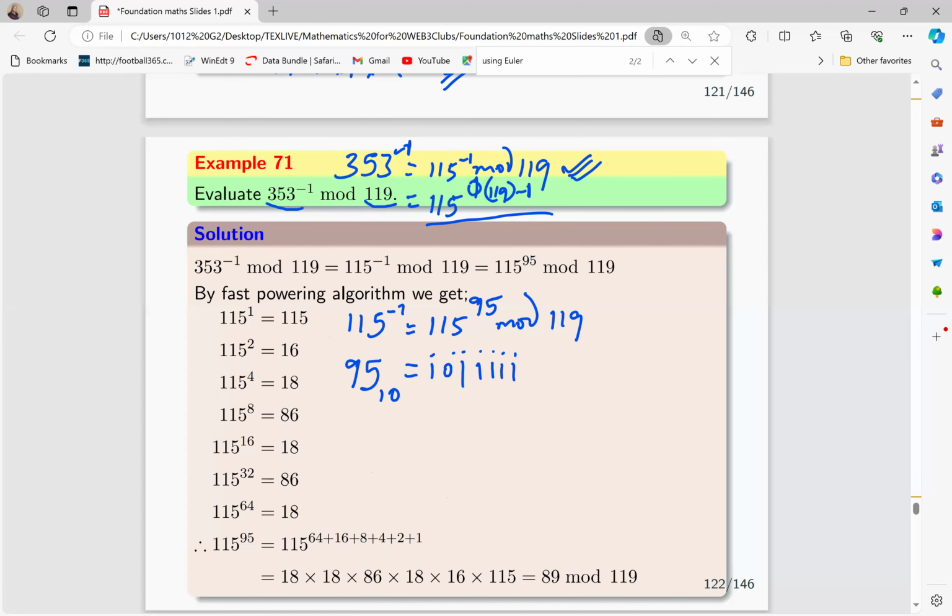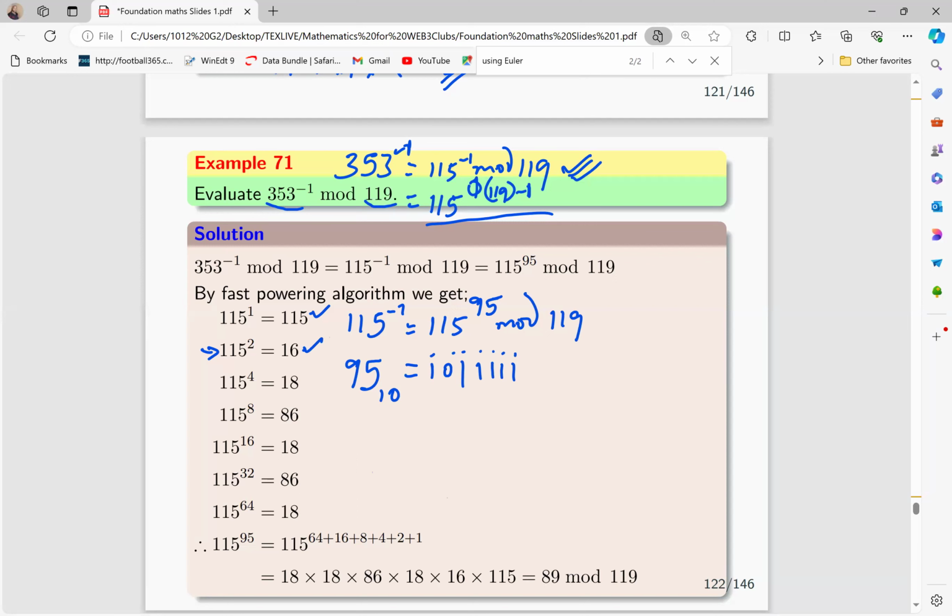It is 115 raised to 1, which is just 115. I'm preparing my calculator for the second one. So we found this 115. Let's now square it to get the next one. 115 times 115 is 13225. Our divisor is 119. It goes there 111 times. The remainder is 16. That's what we write.